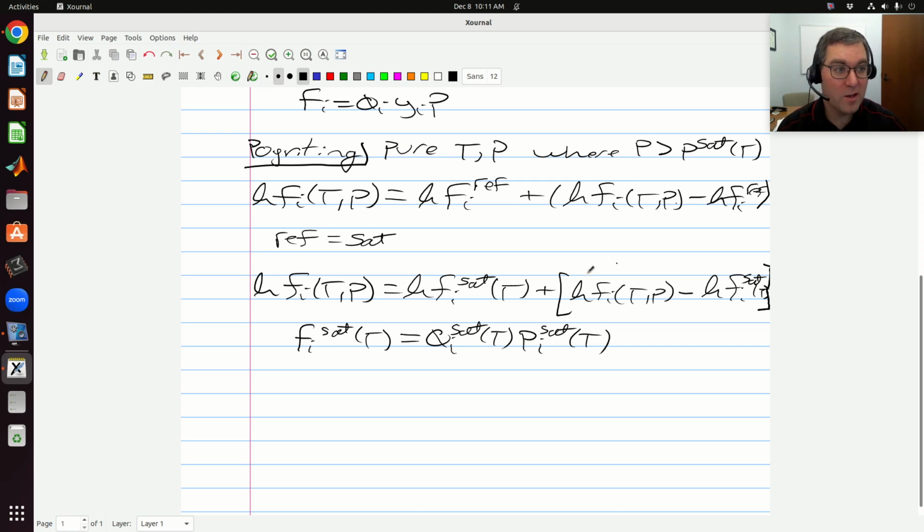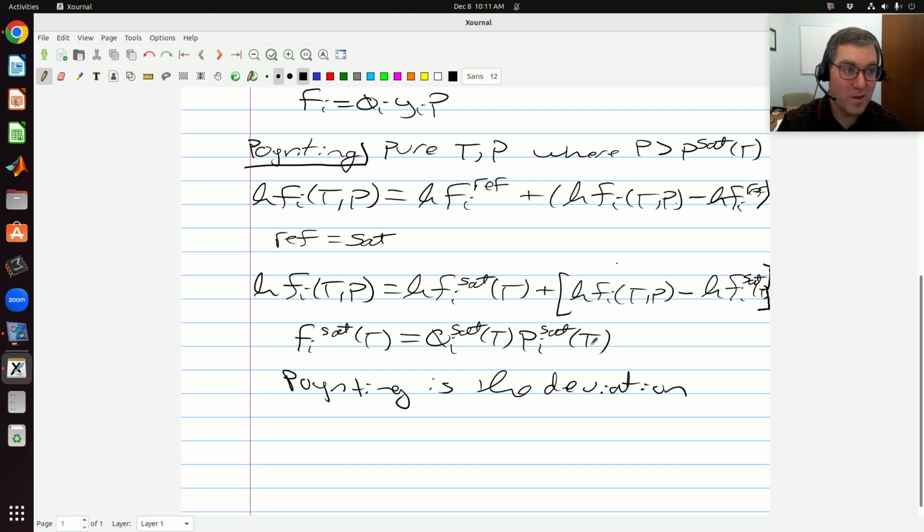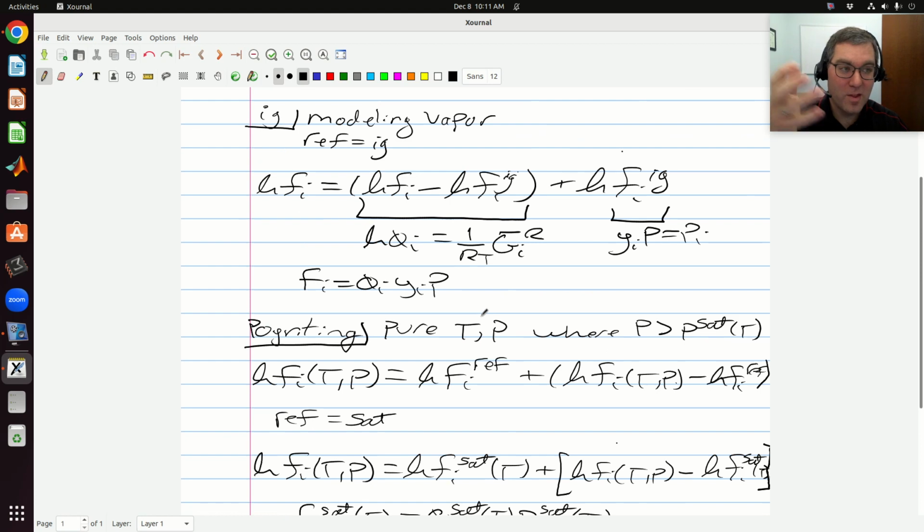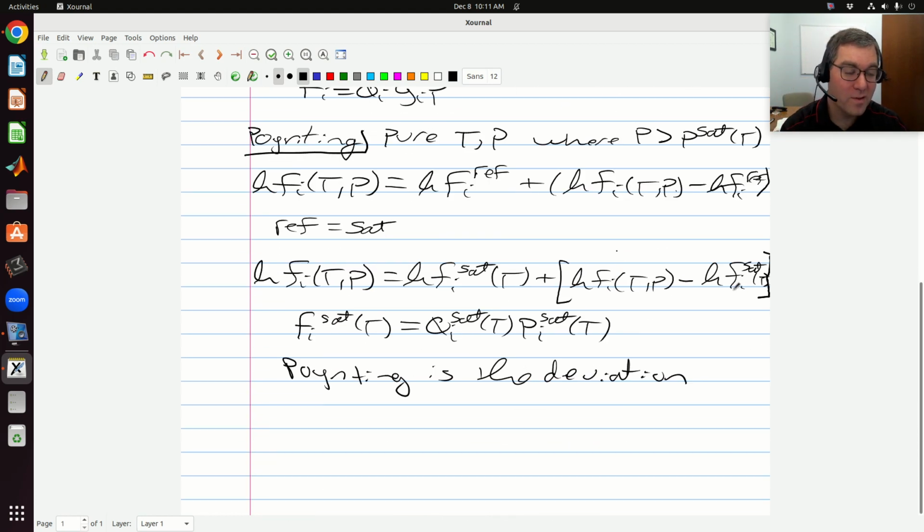And then in terms of the deviation term, that's my Poynting correction. Poynting is the deviation term, just as phi was our deviation term when we were computing fugacity relative to an ideal gas reference state. How we computed that, the key was remembering the difference in log fugacities. So this would be log fi relative to log fi sat.